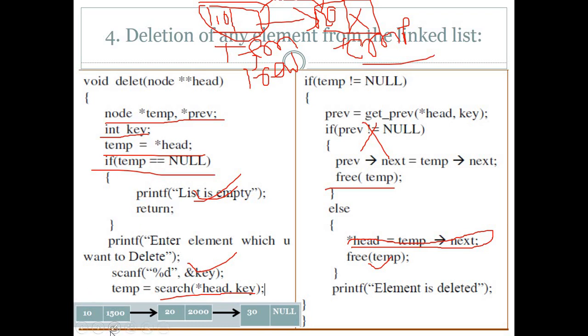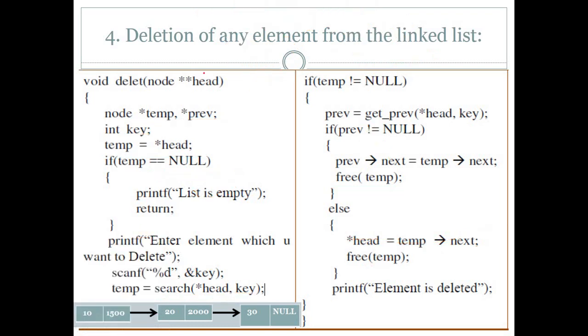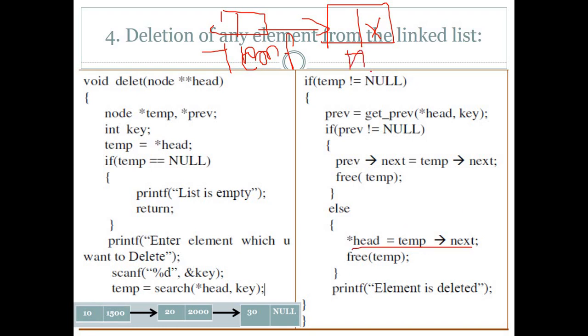Otherwise, if we want to delete this first node, we just give this as the temp node and this is the last node. So we do head is equal to temp next, we declare this as the head, and we free this node. So this will be the node and this will be the deleted one. Okay, so this is the deletion of an element in the linked list.